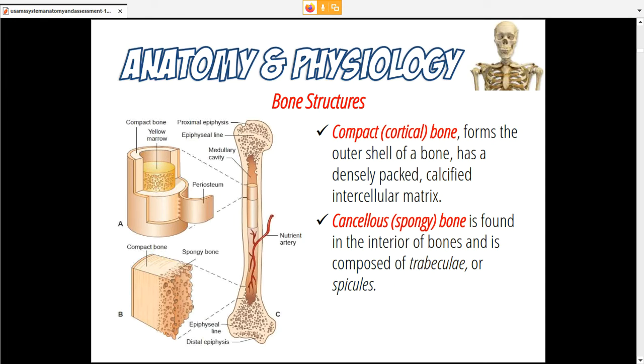Coming to the compact bone, it forms the outer shell of the bone and has a densely packed calcified intercellular matrix. Here you can see the compact bone. In the shaft part we can identify the compact bone. Then cancellous bone, or spongy bone, is found in the interior of the bones and is composed of trabeculae or spicules. If you look at the upper end and the lower end of the long bones, we can identify these trabeculae and spicules. That is nothing but the spongy bone.